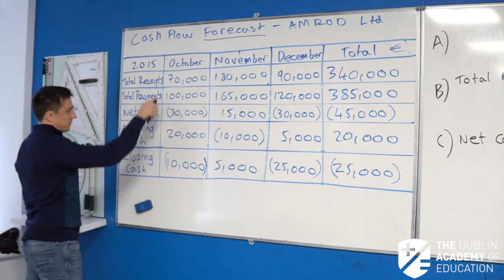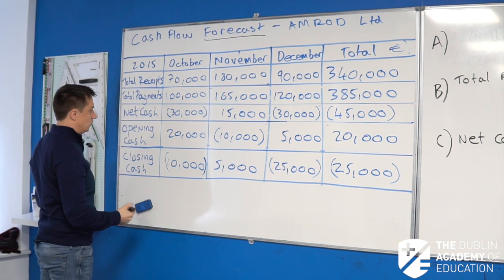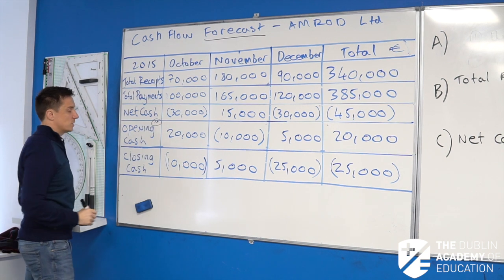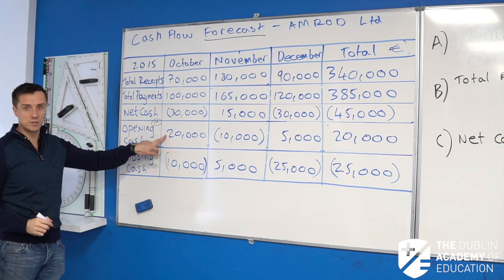Now what I want to spot then after that, right, is the opening cash. Now look out for this, right? The opening cash is literally the amount of cash you have in the bank on the first day of the month.